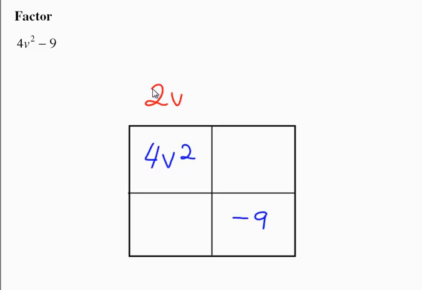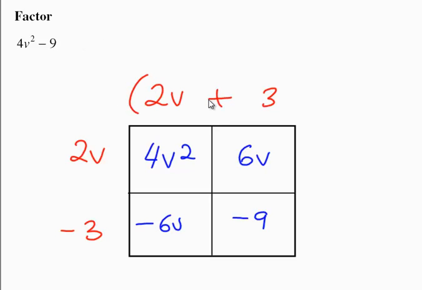So we know that this has to be 2v by 2v, and this has to be 3 by 3. And then since it's negative 9, one of the 3's has to be negative. So if we work backwards, we get 6v and negative 6v, and that's exactly what we were looking for, because you have the same exact term, 6v and 6v, however one is negative and one is positive, so that's why these two terms cancel out and we don't even see it. So we have 2v plus 3 and 2v minus 3, and that's our answer in factored form.